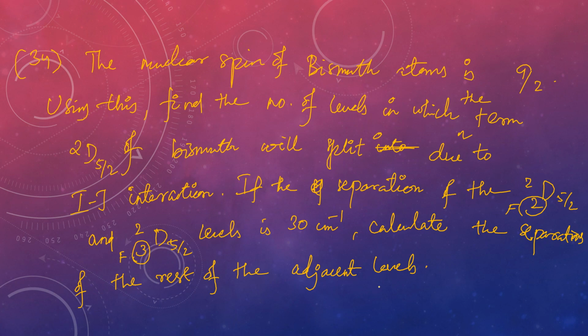So here nuclear spin is again given. Please write the question. For that I will go to the next slide. You can pause and write the question. So nuclear spin is what? 9 by 2.